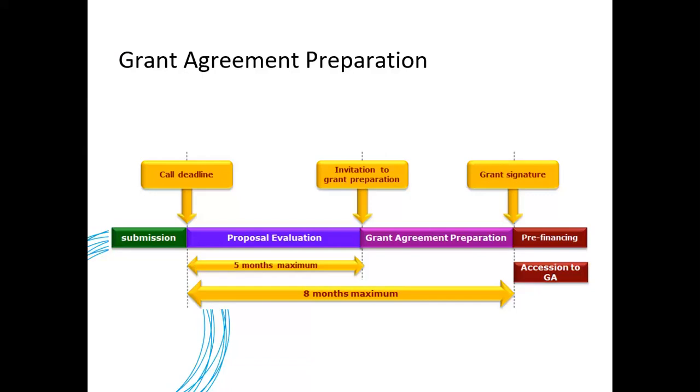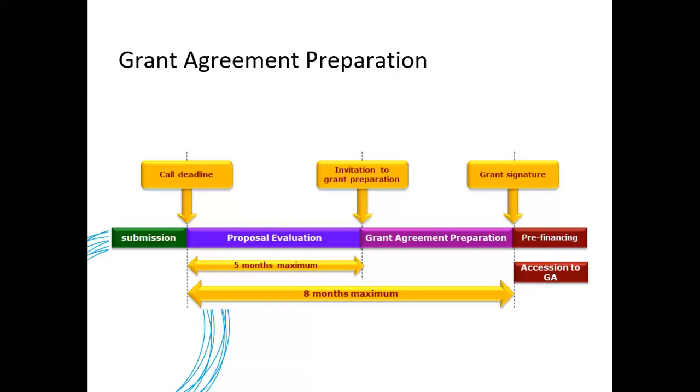Then the grant agreement is signed by the coordinator, and then the Commission will sign the grant agreement. Then at this stage, the grant can enter into force. In some instances, the Commission may require that the beneficiaries sign a consortium agreement before the Commission actually signs the grant agreement.